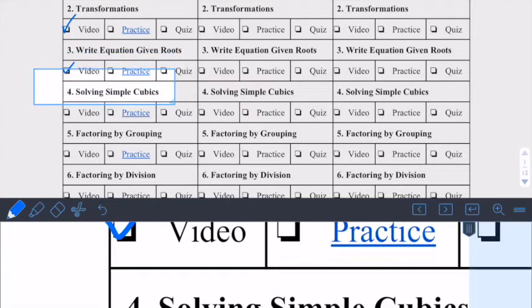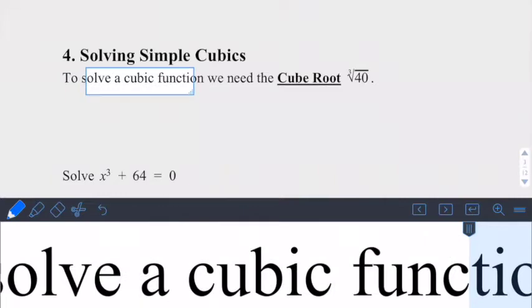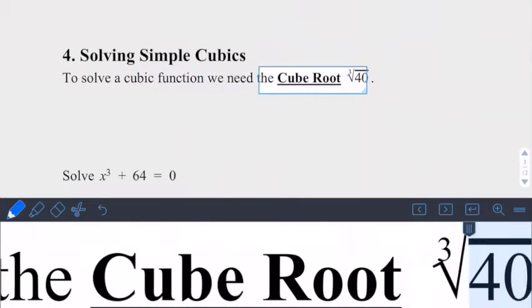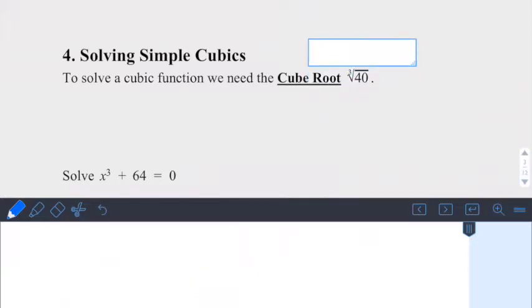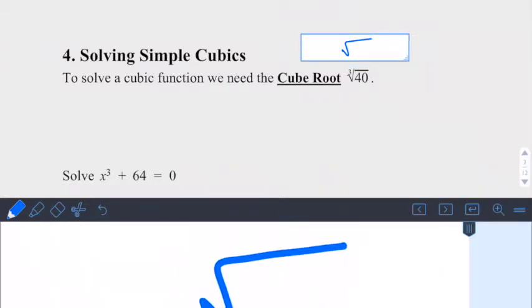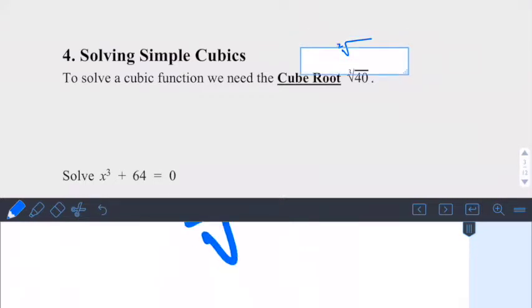This is Tier 1, Lesson 4, Solving Simple Cubics. To solve a cubic function, we need the cube root now. Notice how we have this little 3 up here. Before, we just had square root, which didn't have a number on it. Well, if there's no number, we know it's a square root. We just don't write the number. We're going to find the cube root.